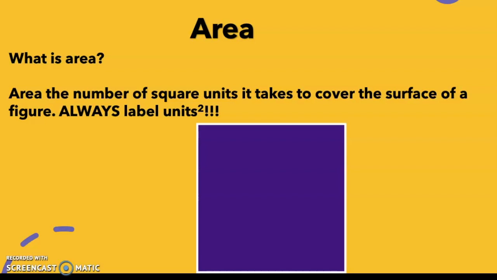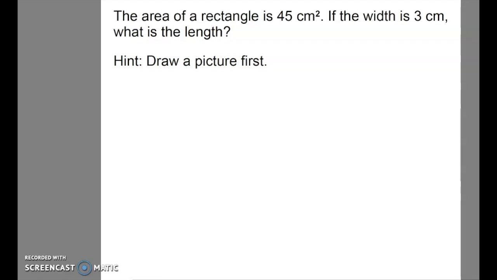Let's take a look at some examples. In this example, we're going to find the area of a rectangle that is 45 centimeters square. If the width is 3 centimeters, what is the length? So it gives you a hint right away. When given a word problem, the first thing you should do is to draw that wonderful picture. So let's go ahead and do it.